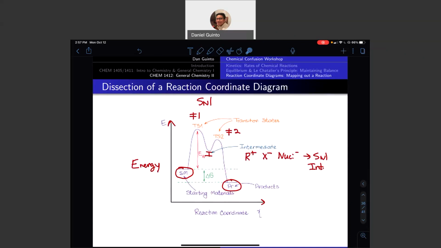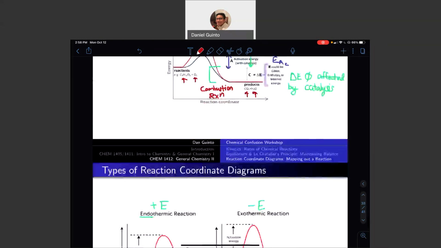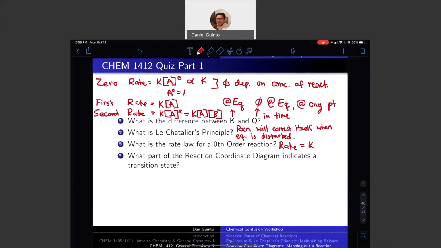So what is the answer to this question? The answer is that this right here is called a peak. I should have probably clarified that earlier, so we'll do it now. This is the peak. The part of the reaction coordinate diagram that indicates a transition state is going to be your peak.